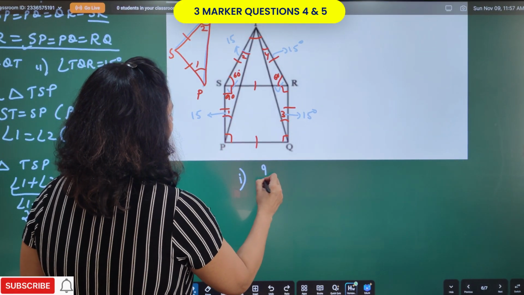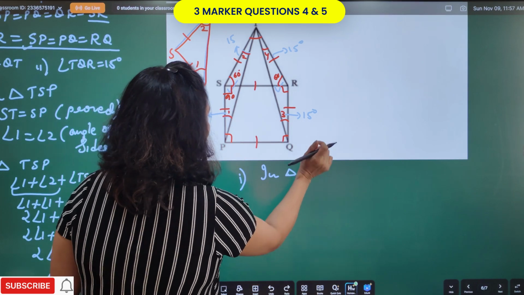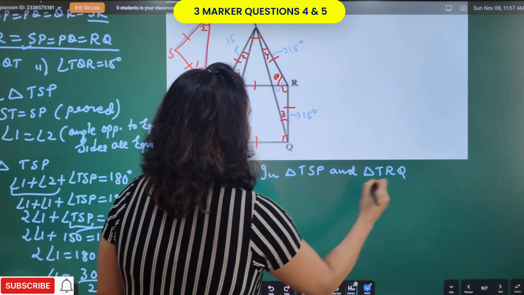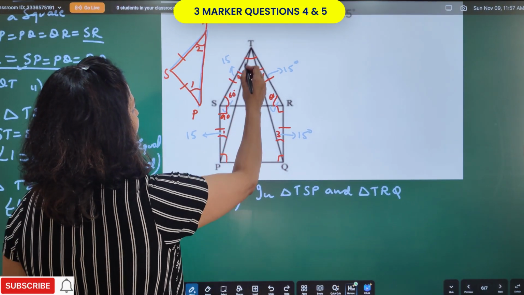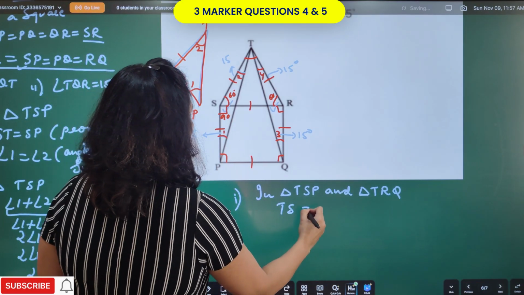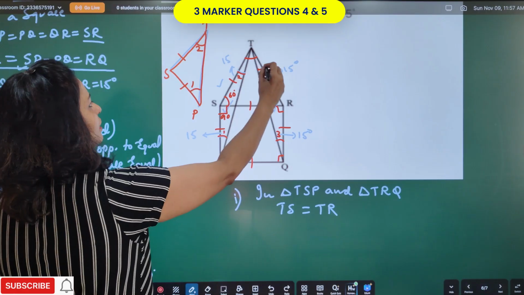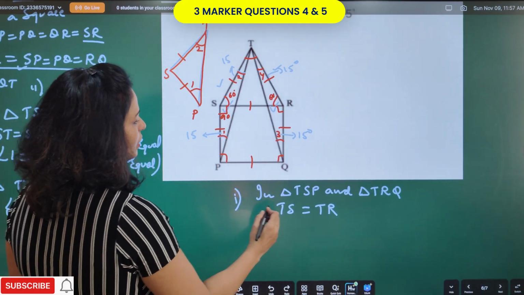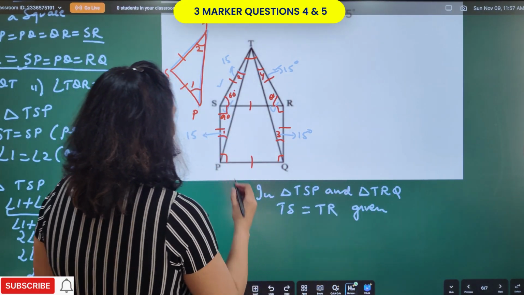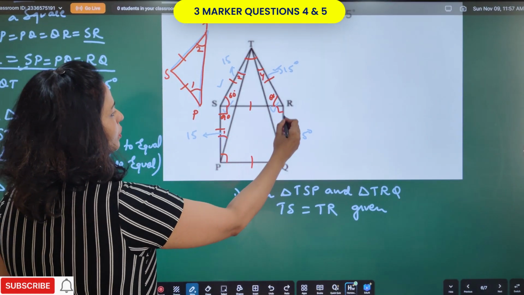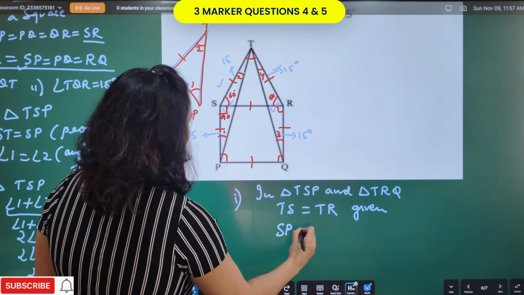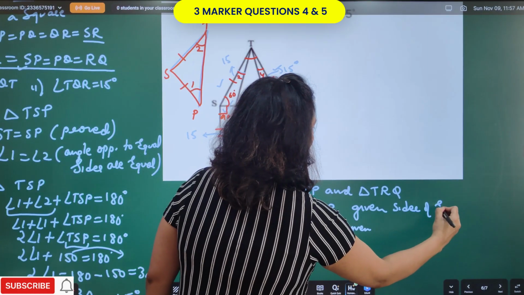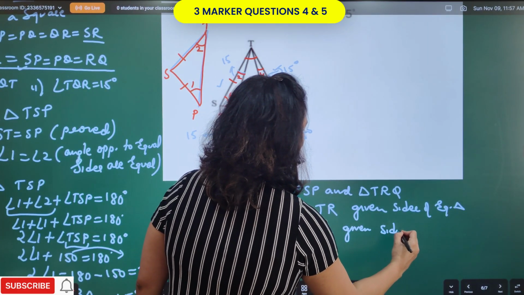So here we will take triangle TSP and triangle TRQ. Okay, so here if you see the triangles, what is given? TS is equal to TR. So this side of triangle STP and TR of triangle TRQ are equal. This is given. Also you can see here SP is equal to RQ. This is also given. So these were the sides of the equilateral triangle and these were the sides of the square.